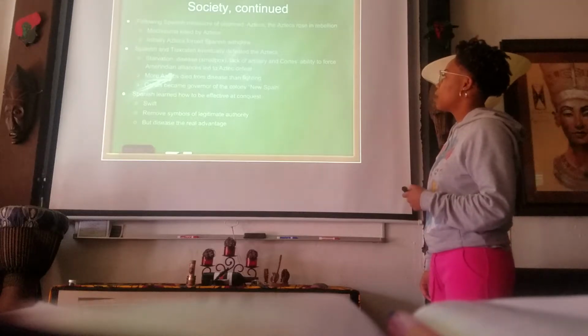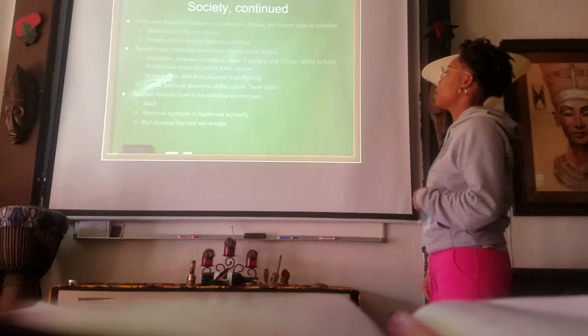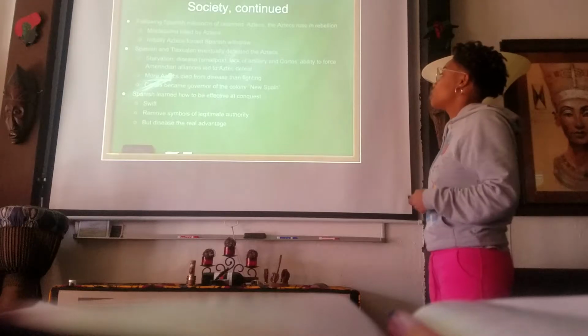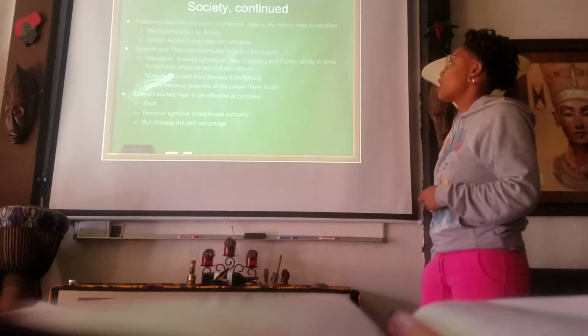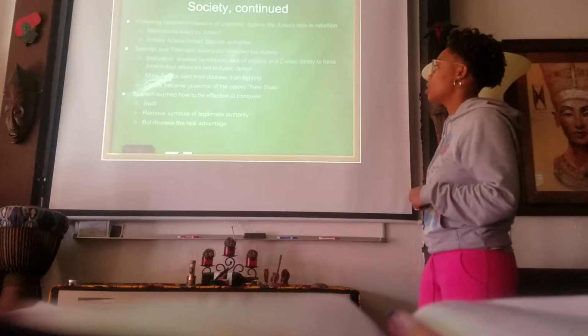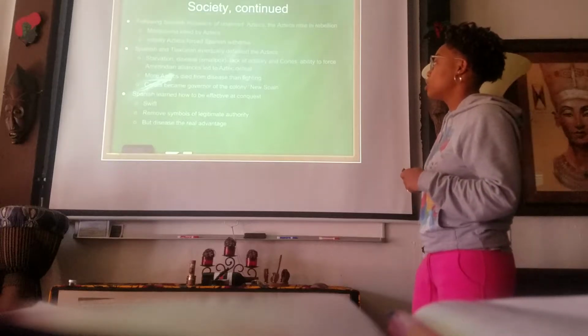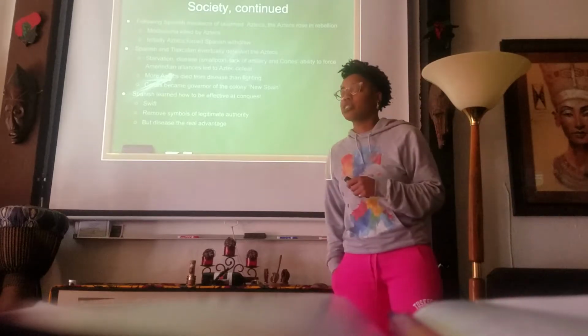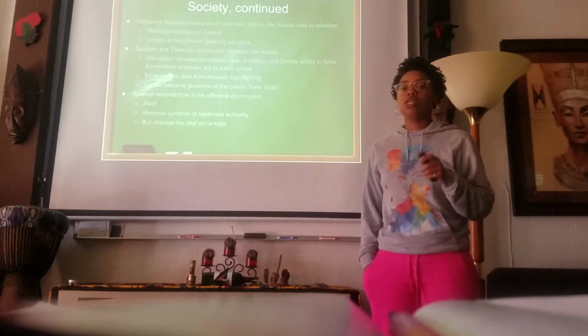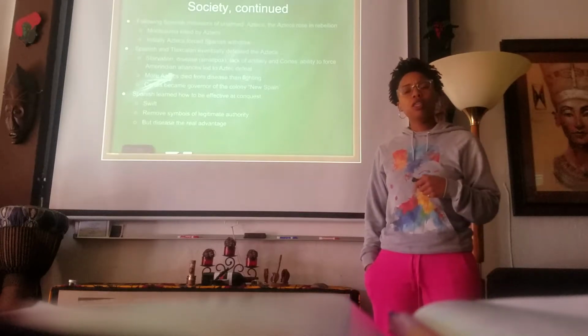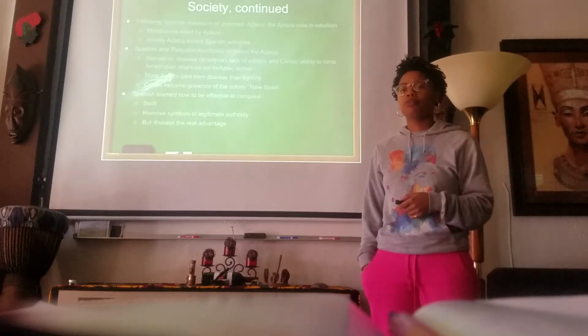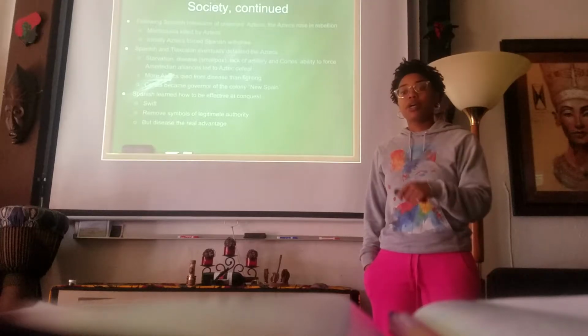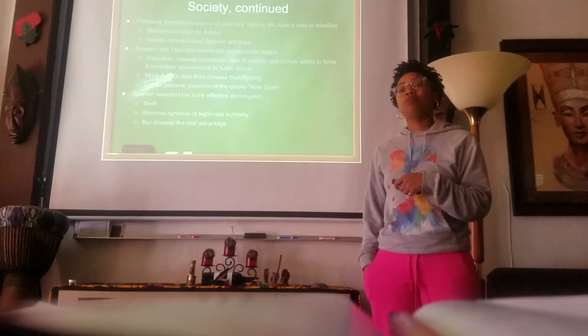So Cortez is going to become the governor of New Spain, and Spain is going to learn how to be effective at conquest. They're going to be very swift in moving things. They're going to remove the symbols of legitimate authority, and we're going to have disease as the real advantage. So you'll see later on in the chapter that all of the places that were great capitals for the Americas and the New World are going to be taken over completely by the Europeans.